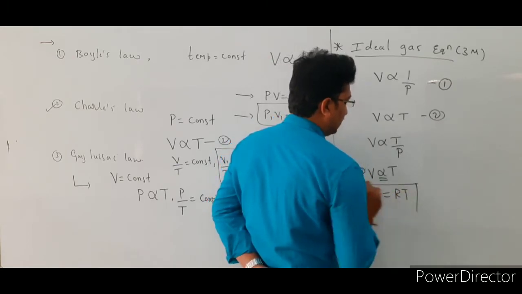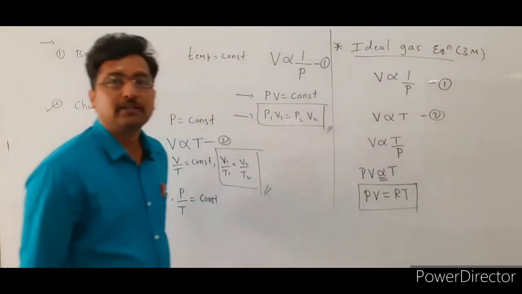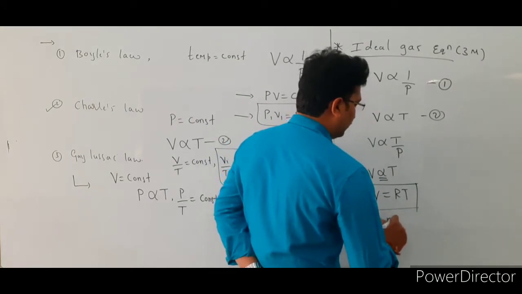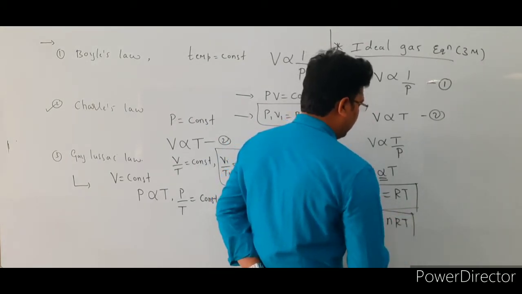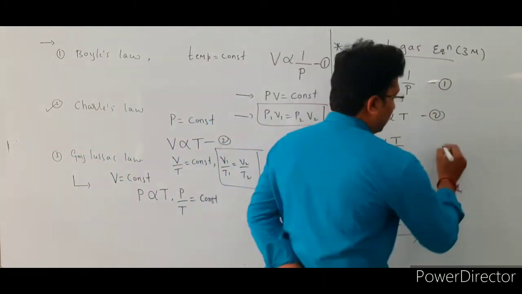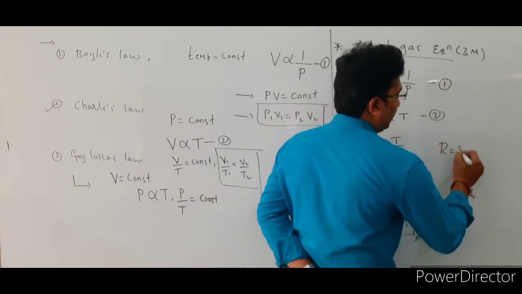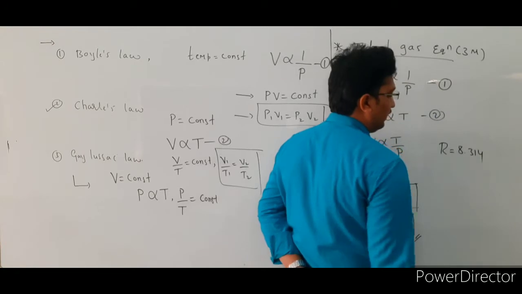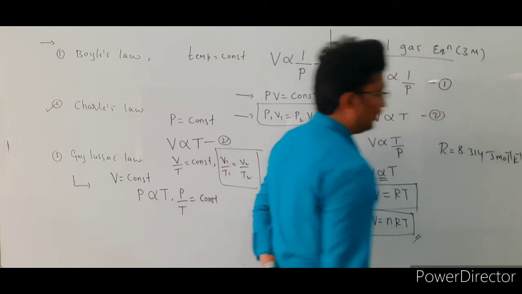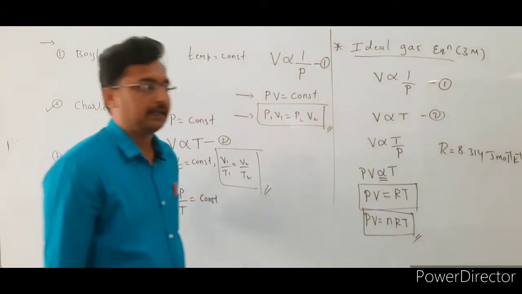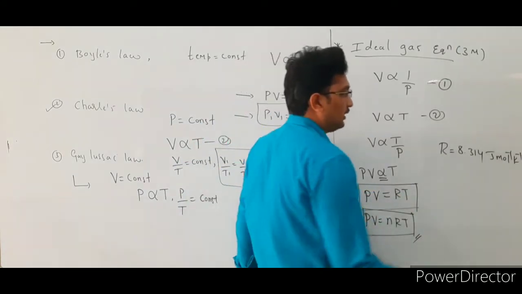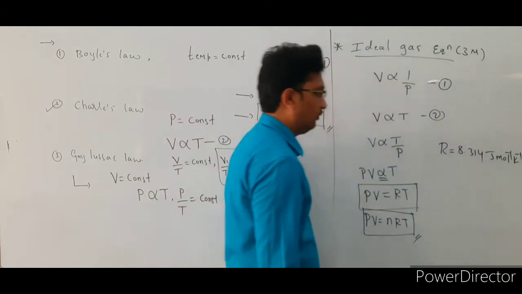R is the universal gas constant. For n moles of a gas, PV is equal to nRT. From this, R is the universal gas constant. The R value is 8.314 joule per mole per Kelvin. So this is the universal gas constant value, 8.314 joule per mole per Kelvin, right?